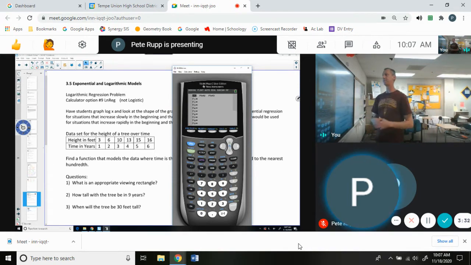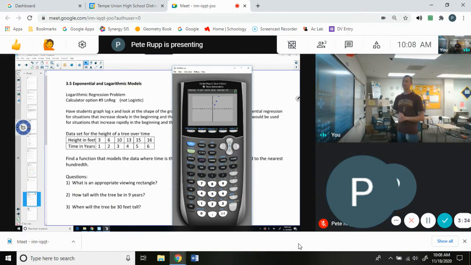So when I hit graph, there we go. Now I can see some points. However, I can't see all of them. There should be 1, 2, 3, 4, 5, 6 points, and I can only see kind of like 2.5. So what does that mean? That means my window is not right.